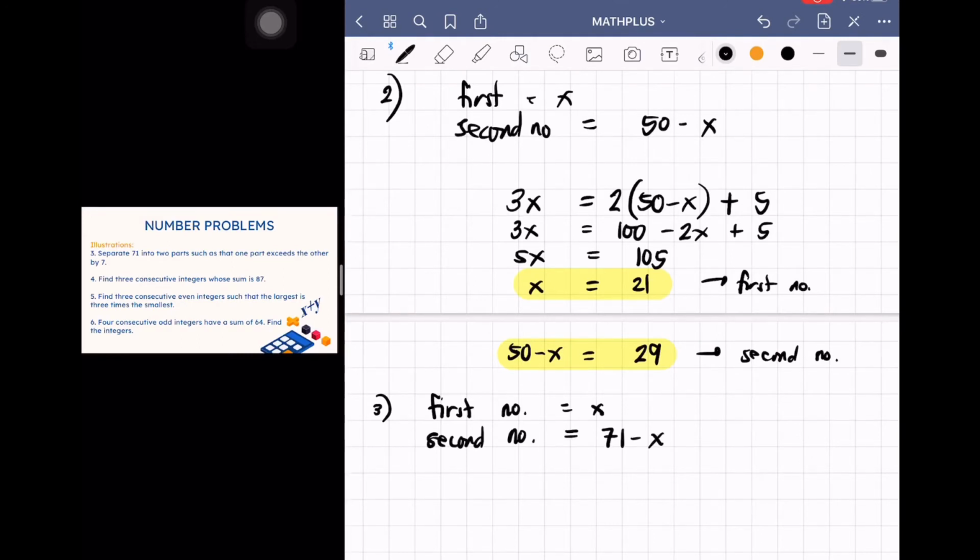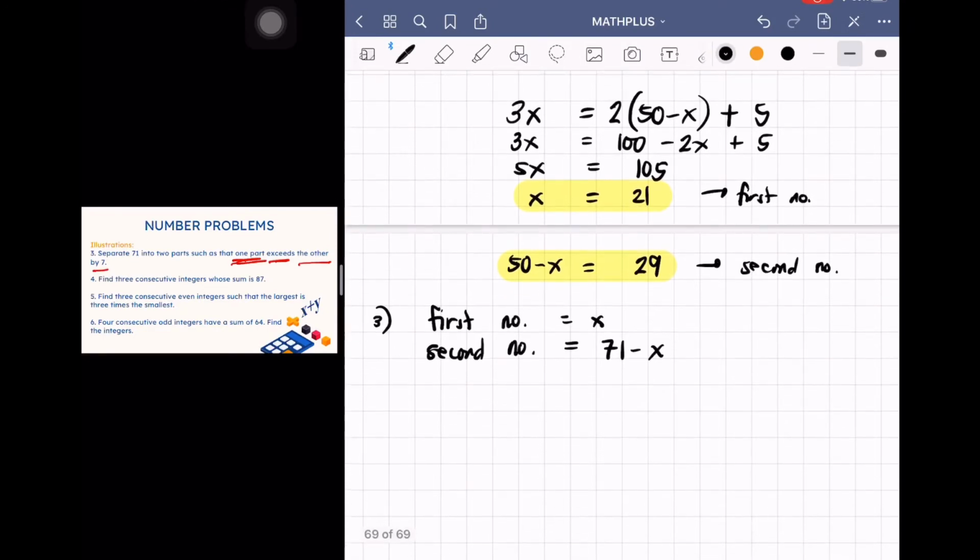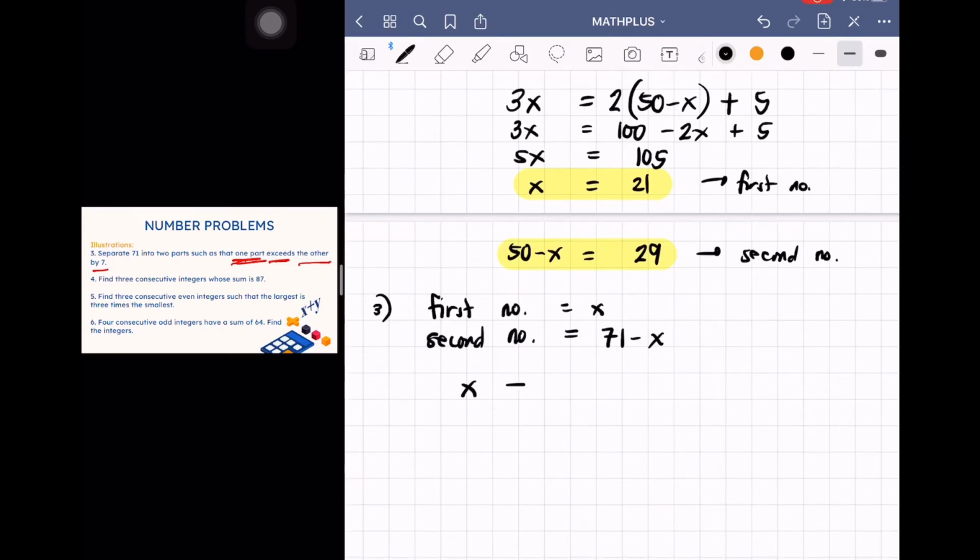It says here, we separate 71 into 2 parts such that one part exceeds, meaning more than, the other by 7. So let's say that part is x, exceeds is a verb. So that suggests an equal sign and at the same time the condition. So this number is more than the other by 7. So, 7 more than the other number which is 71 minus x.